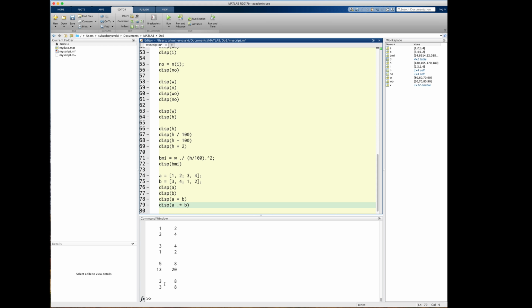So we just multiply it element by element, right? So 1 times 3, 3 times 1, 2 times 4, 4 times 2. So in this case, the result is, of course, different.